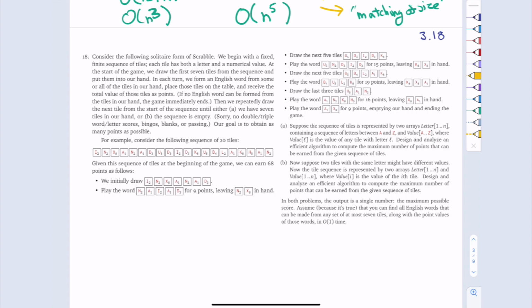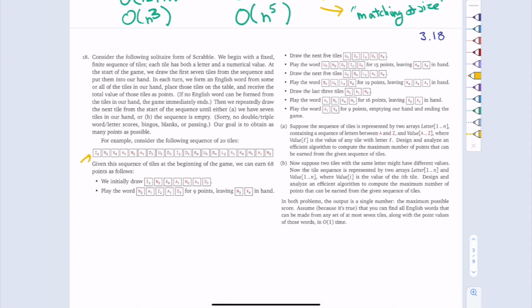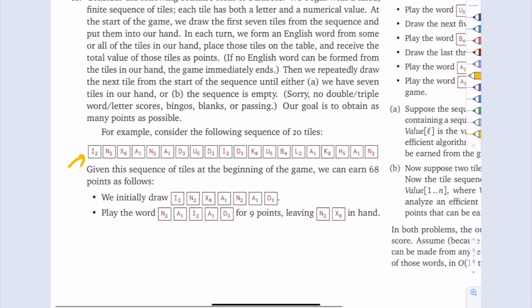Okay, so now in this problem, you're imagining you have a fixed sequence of tiles. Here would be an example of 20 tiles. Let me zoom into the left column. So here you have a sequence of 20 tiles, and the idea is that you first draw 7 of them. Okay, so I guess that would be your first 7, and then you would try to find a word.